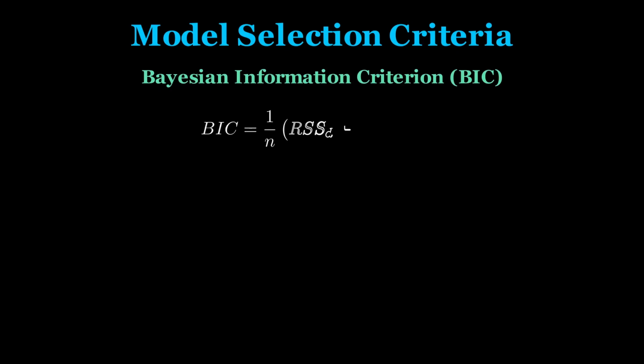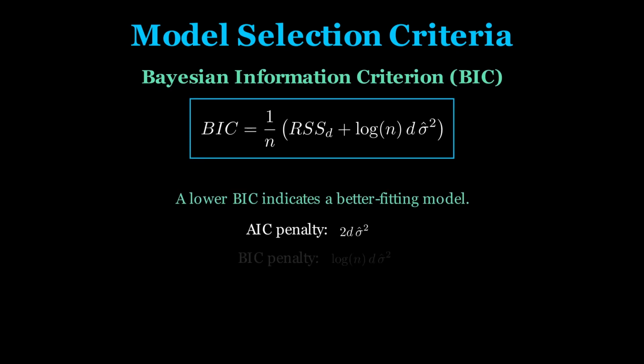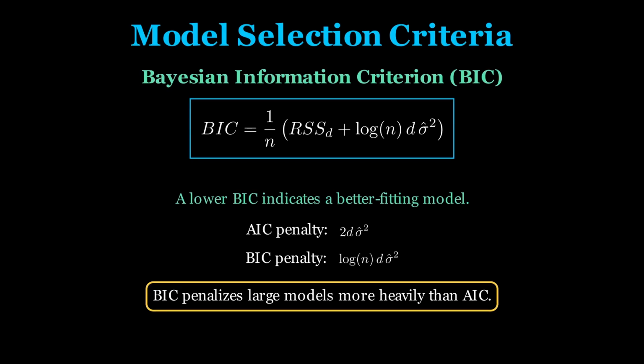The Bayesian information criterion is similar to AIC, but replaces the factor of 2 with log of n. For large values of n, BIC applies a heavier penalty for each extra predictor than AIC does. This means BIC tends to select simpler models than AIC, especially as the sample size grows.